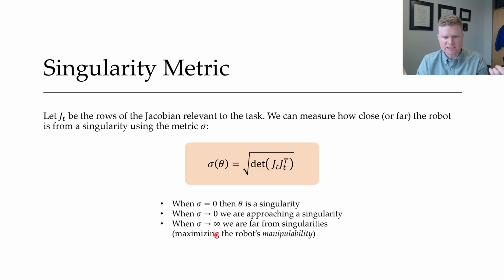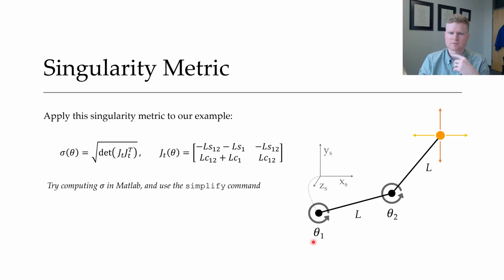In fact, if I maximize sigma, that means I'm maximizing the robot's manipulability, which is its ability to move in all the different directions in which it should be able to move. So this would be a best case, whereas when sigma gets smaller, that's more of a worst case scenario. All right, let's see if we can apply this metric to our example.